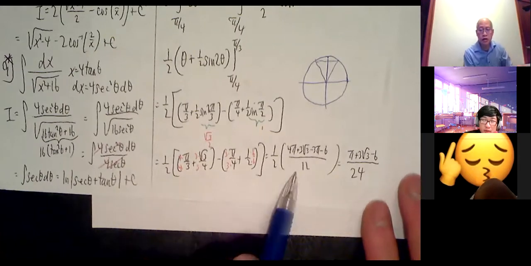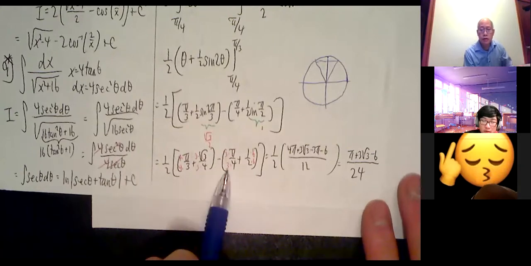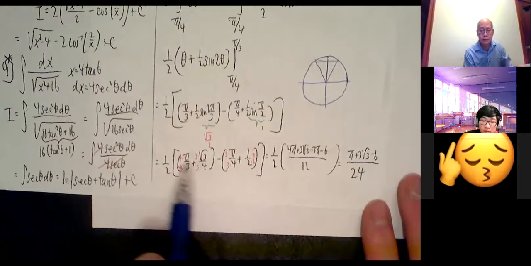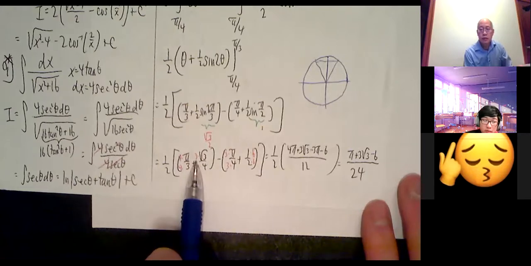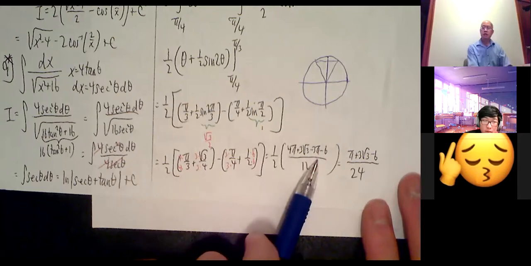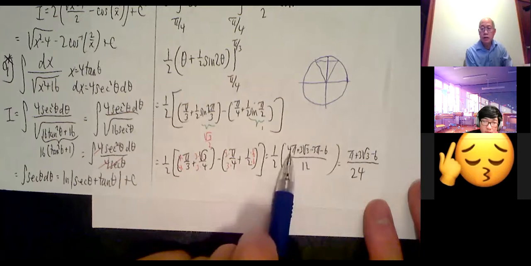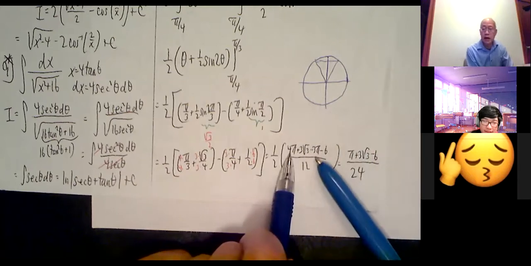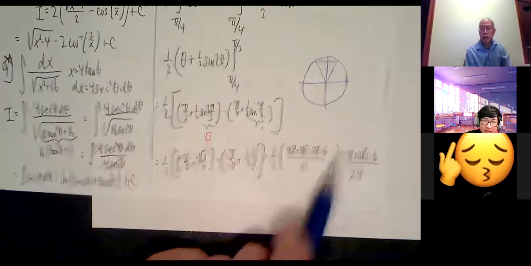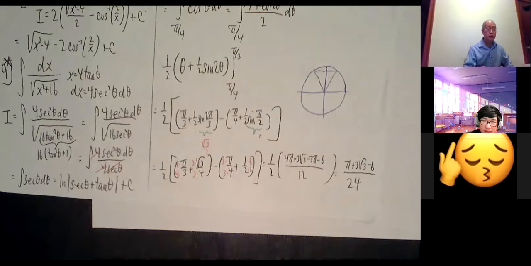So common denominator is 12. So multiply this by 4 over 4, 3 over 3, 3 over 3, 6 over 6. 4 pi plus 3 radical 3 minus 3 pi minus 6. You get this monstrosity. So bottom is 2 times 12, 24. Top is, okay, 4 pi minus 3 pi is pi, and you just copy the rest, plus 3 radical 3 minus 6. So the final answer is pi plus 3 radical 3 minus 6 all over 24. Okay. So that is that one.